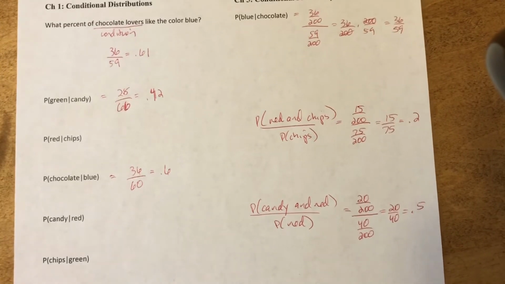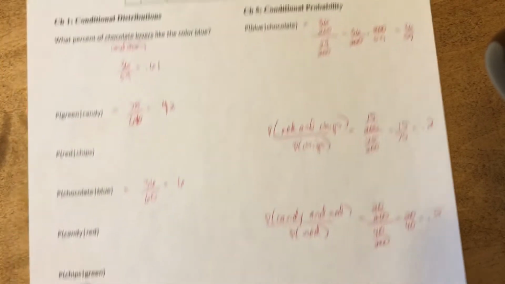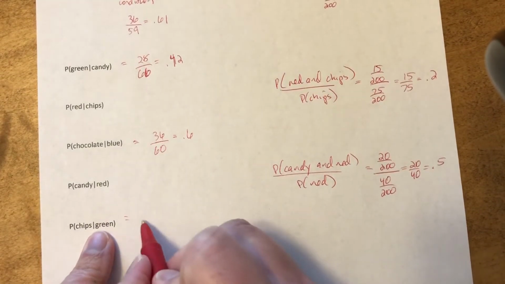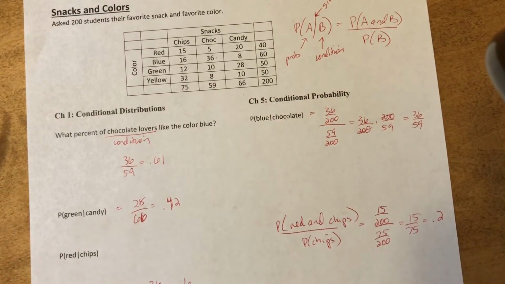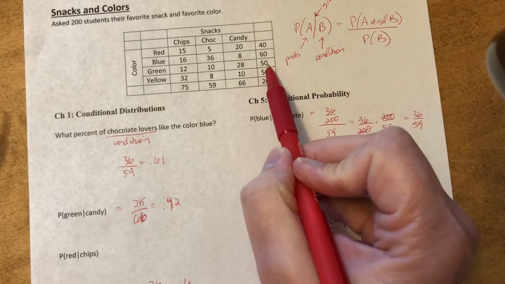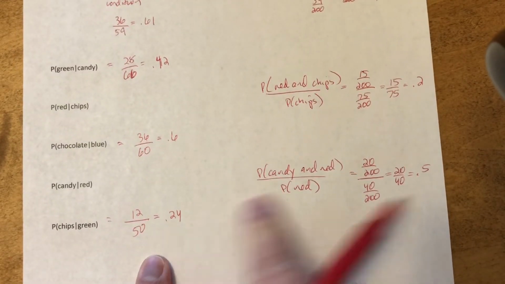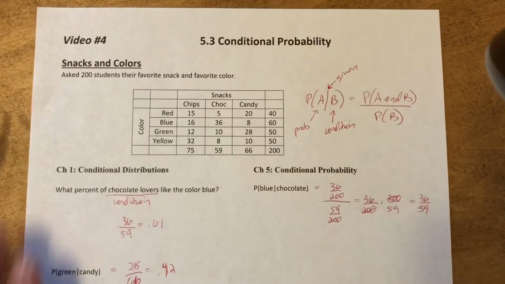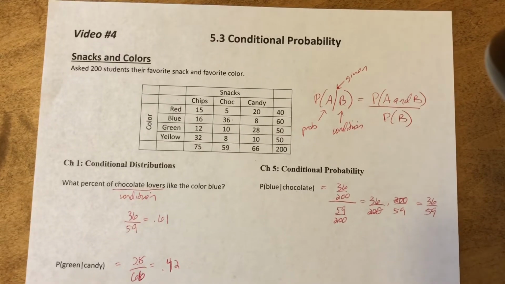Okay, last one. Probability someone likes chips, given that they like the color green. Okay, so again, I'm going to do it just as a conditional distribution. So of all my people that like the color green, that's 50. How many like chips? 12. So 12 out of 50 is 0.24. And again, these are all the same thing, okay? So you're very familiar with conditional probabilities with a table. Okay. All right, so that's the first part of conditional probability.